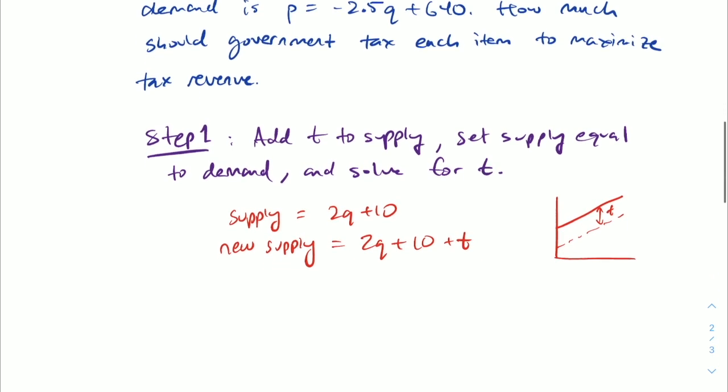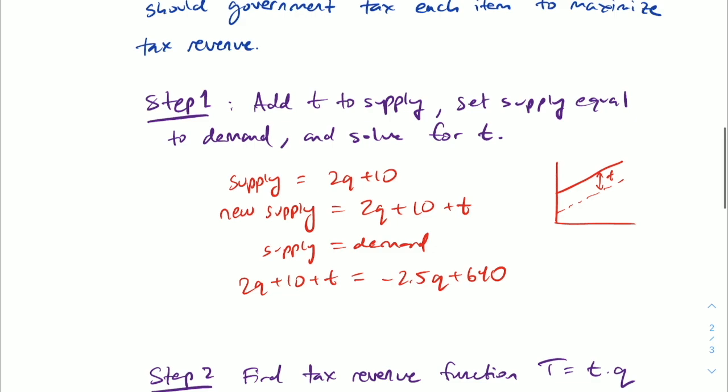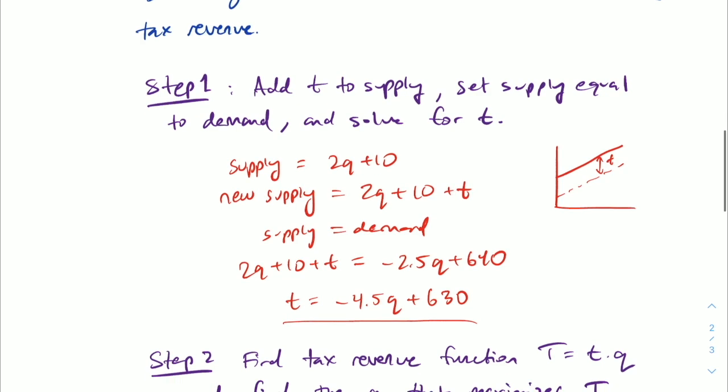Okay, then we set the supply equal to the demand. So supply equals demand. We get 2Q plus 10 plus T equals negative 2.5Q plus 640. That's our demand. And then we solve for T. T equals, subtracting 2Q from both sides, we get negative 4.5Q. And subtracting 10 from both sides, we get plus 630. Okay, so that's our tax as a function of Q. Okay, we're done with step 1.